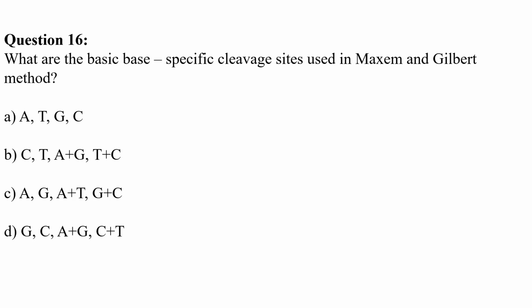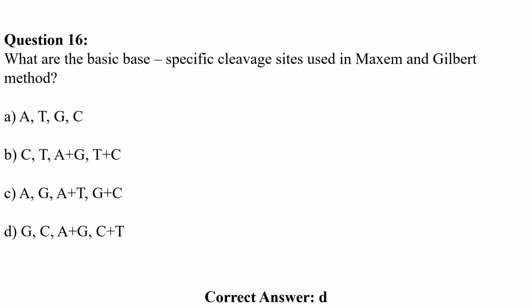So if you remember, in the Maxam-Gilbert method we were doing chemical modification of the bases. So there were 4 types of chemical reactions that were happening, specifically modifying particular nucleotides. So what were those 4 base specific cleavage sites? The correct answer here is option D.